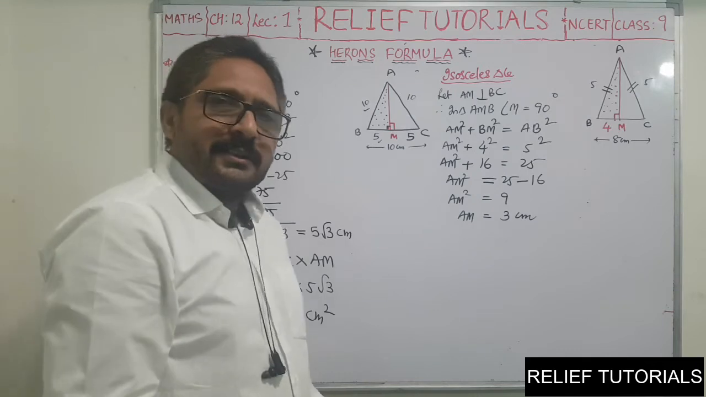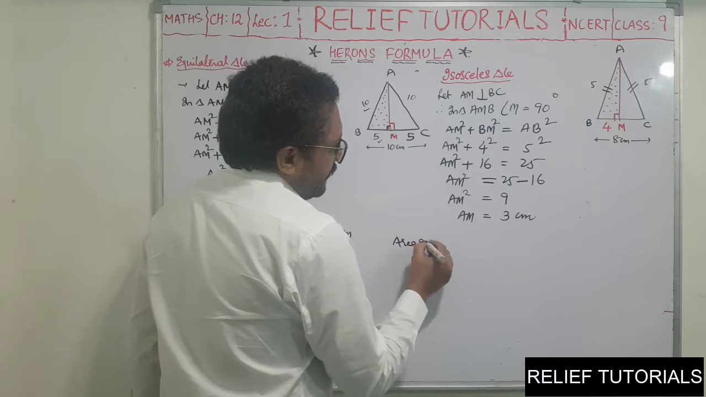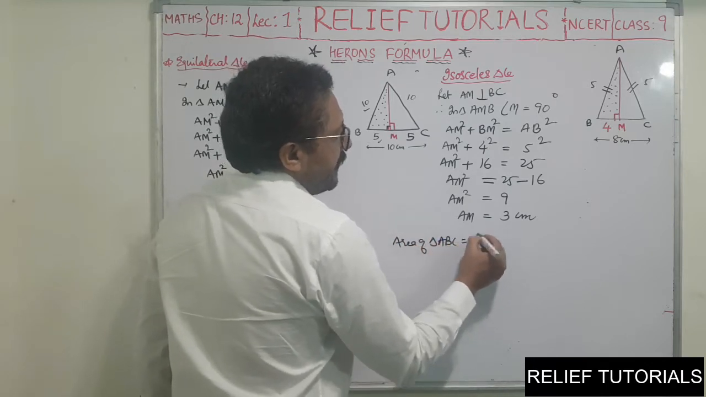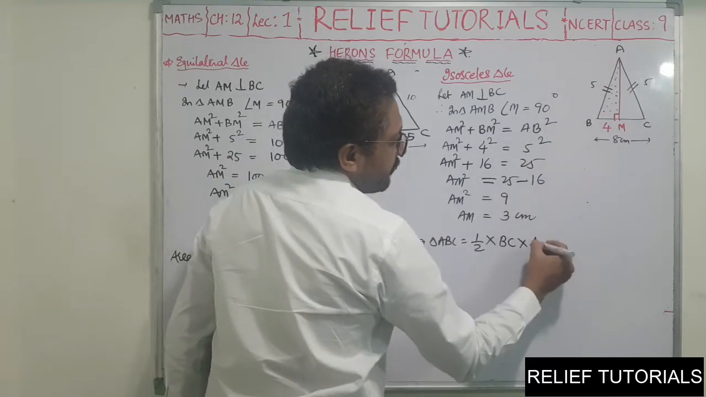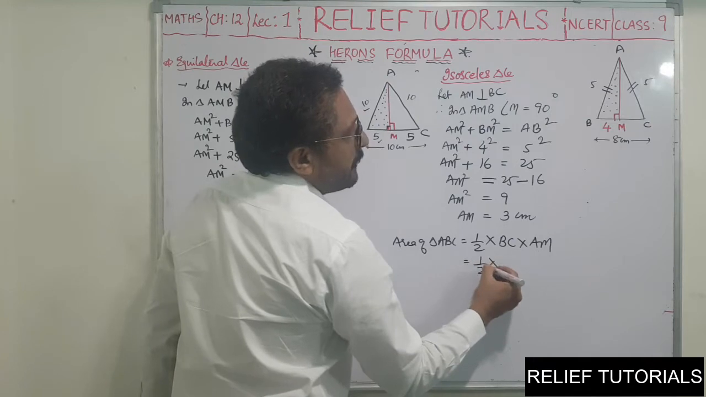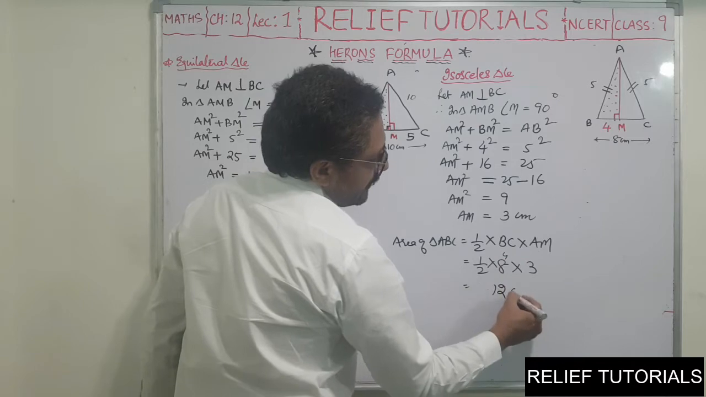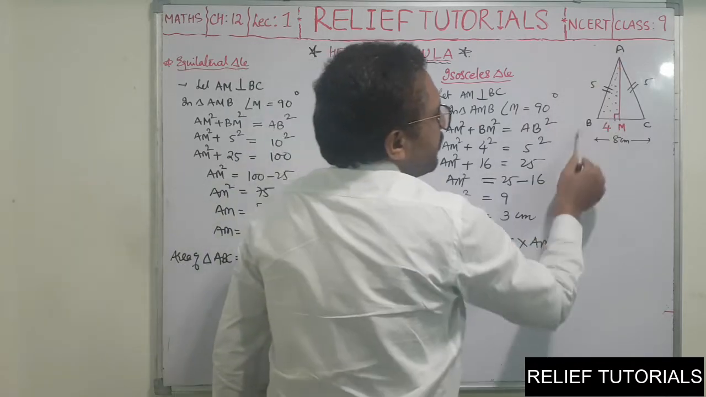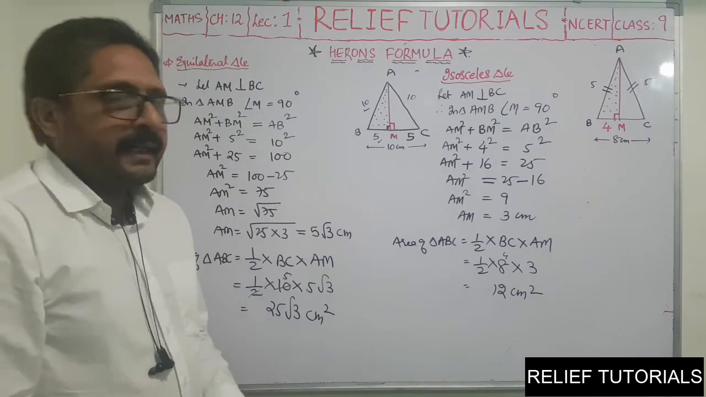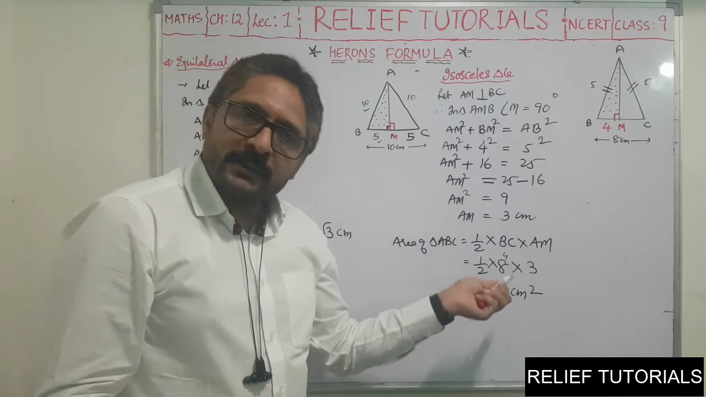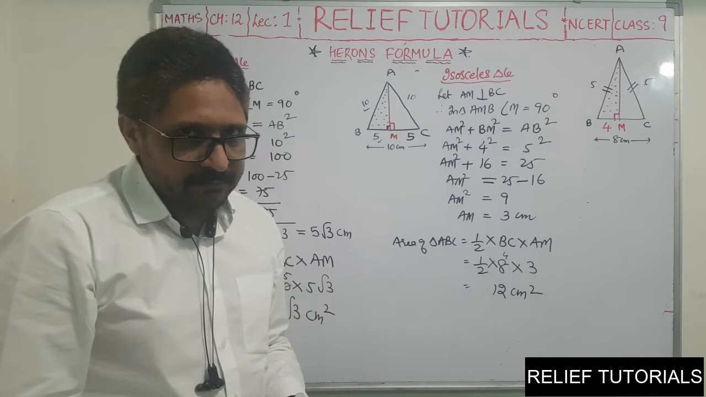So what did you get? You got the altitude. You have the base, so you can find the area. Now the area of triangle ABC is half into base. Base is BC, the corresponding altitude is AM. So half into base 8, altitude 3. 2 1s are 2, 2 4s are 8... 4 3s are 12 centimeter square. So the area of this triangle ABC is 12 centimeter square. So in this way, you can find the area of an equilateral triangle and an isosceles triangle when measures of three sides are given and the altitude is not given.